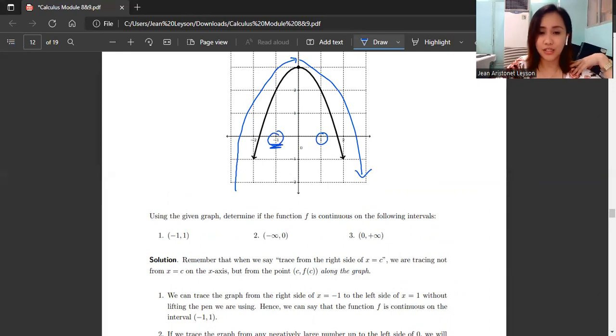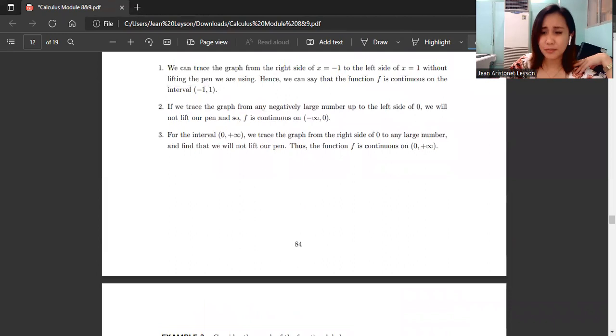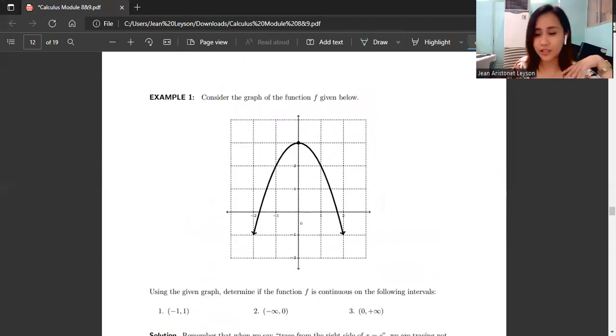So again, -1 is right here, 1 is right here. So from here, going here, at that certain interval, our function is continuous. Actually, this topic is very, very easy.